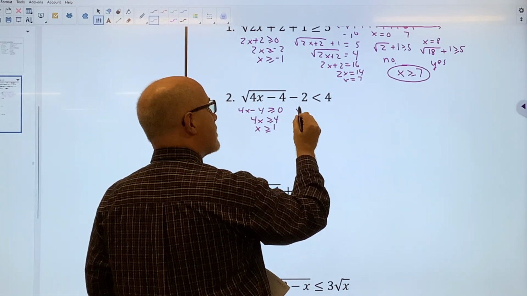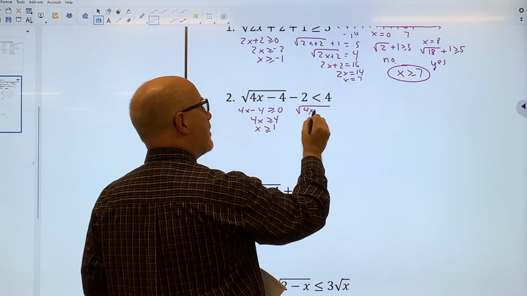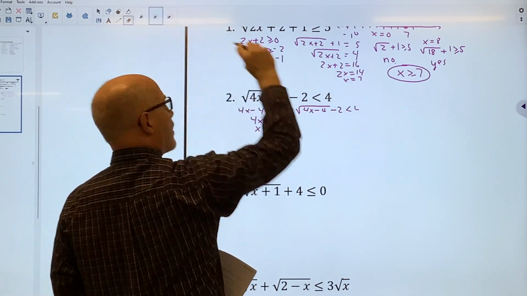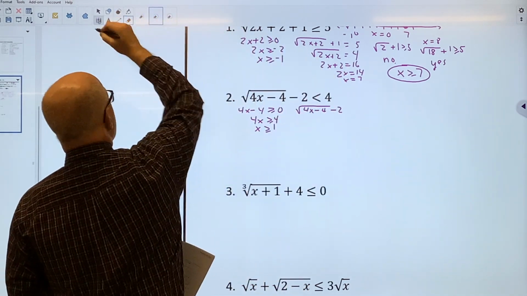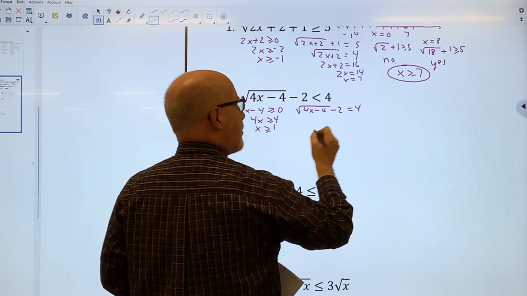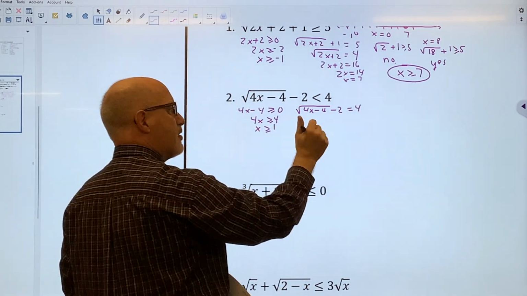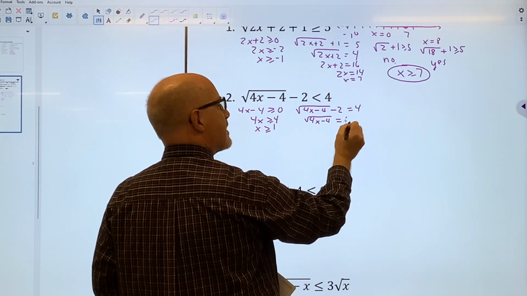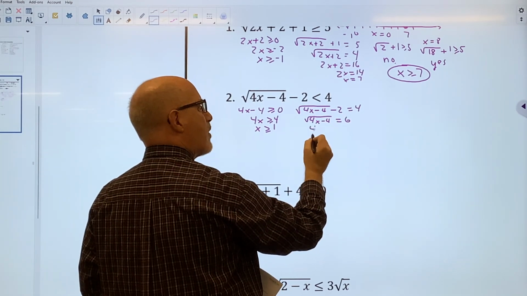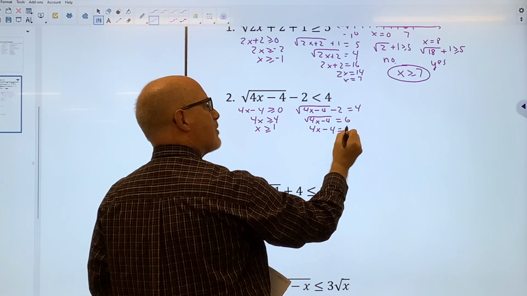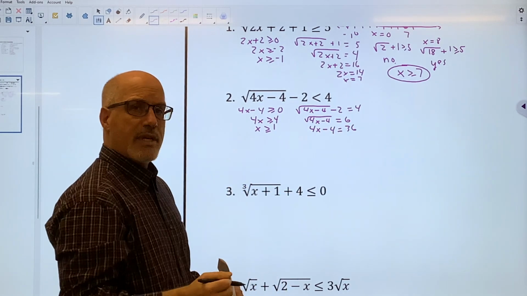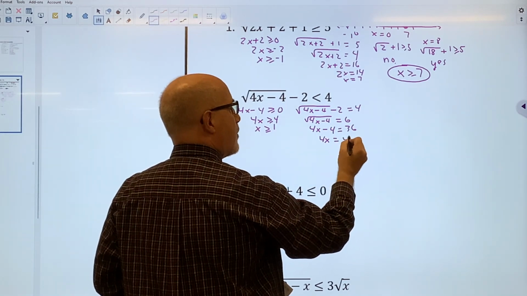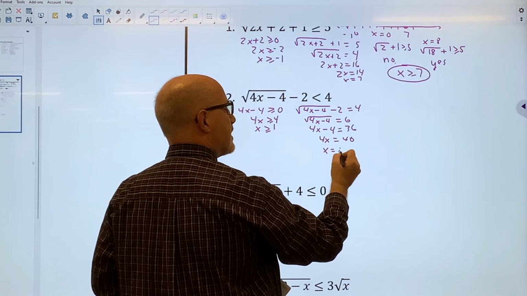Now I'm going to go ahead and solve the equation. So the square root of 4x minus 4 minus 2, we're going to set equal to 4. And then we're going to solve it. So here I add 2 to both sides. The square root of 4x minus 4 is equal to 6. Square both sides, you get 4x minus 4 is equal to 36. I'm going to solve the rest of that equation, add 4 to both sides, and you get 40. Divide by 4, you get x equal to 10.